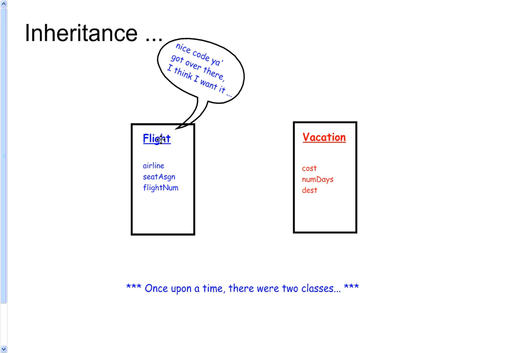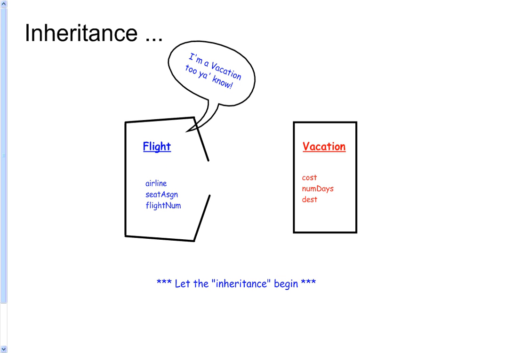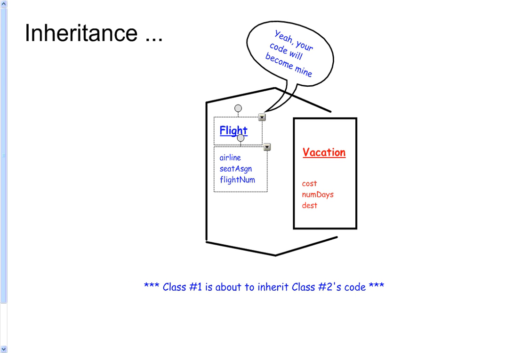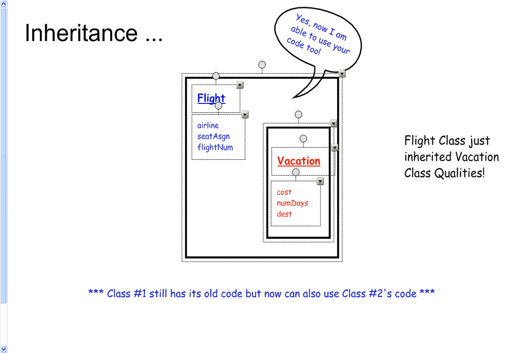So here's kind of how the story goes. The flight says, hey, that's a nice code you got over there, vacation. See that code over there? I want that because I'm you. I'm a vacation. I'd like to have it. So it just says, I'm a vacation too, and it comes on over and kind of eats it up. That's really what happens. The flight says, yes, now I'm able to use your code. The flight inherits the vacation class.